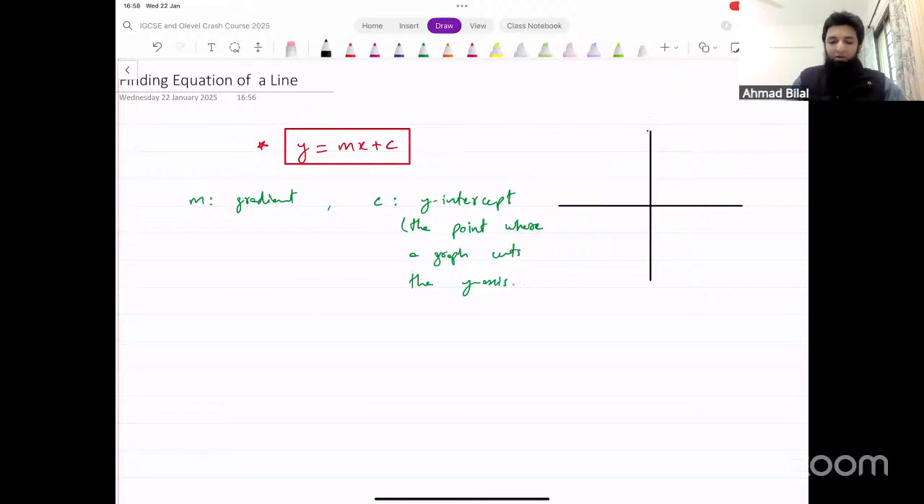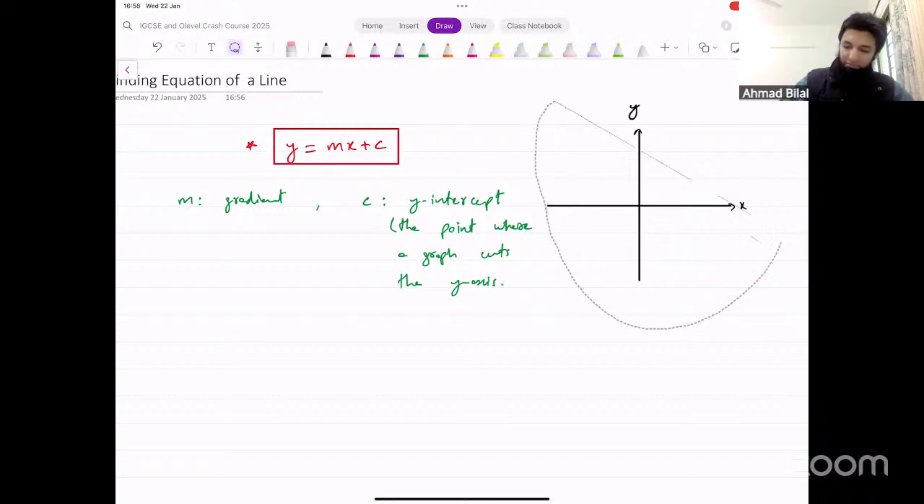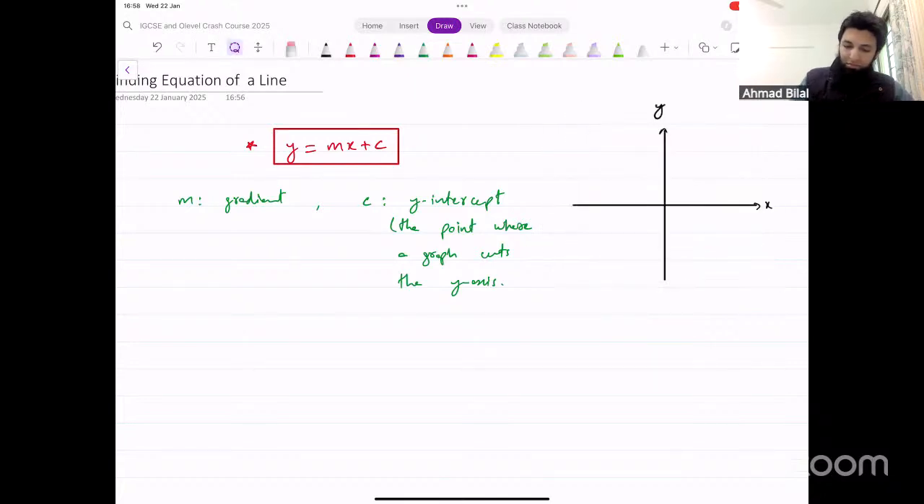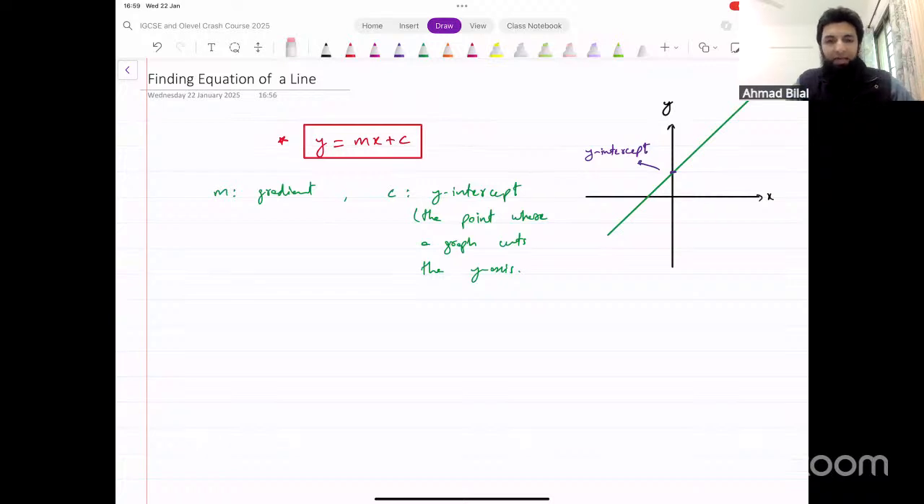So when you have a straight line, this is the y-axis, this is the x-axis. If the line looks like this, this point here is the y-intercept of the line. If we know the gradient of the line and the y-intercept of the line, we can write down the equation of the line using the standard form y equals mx plus c.